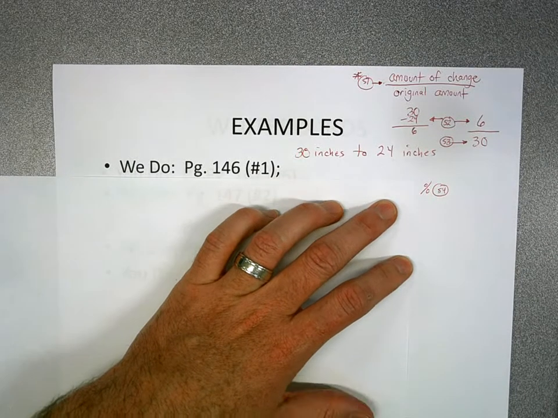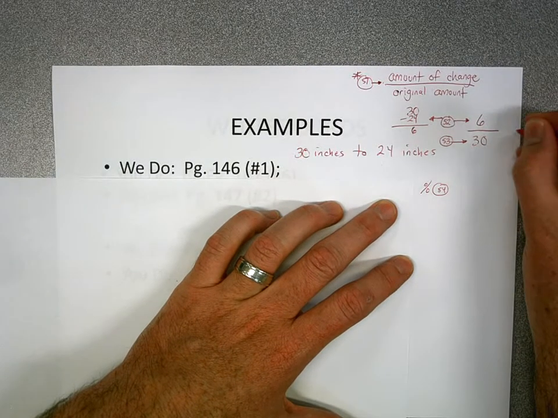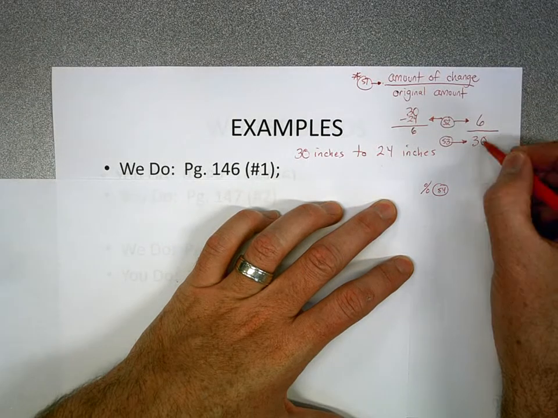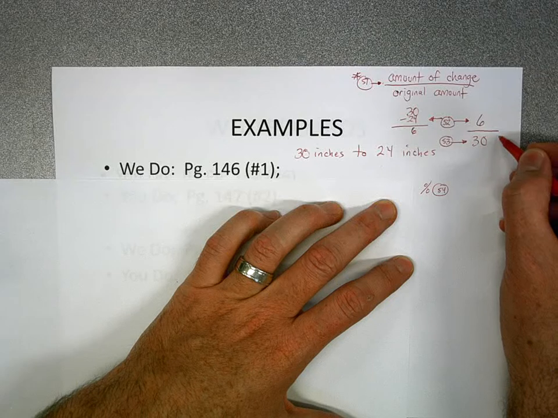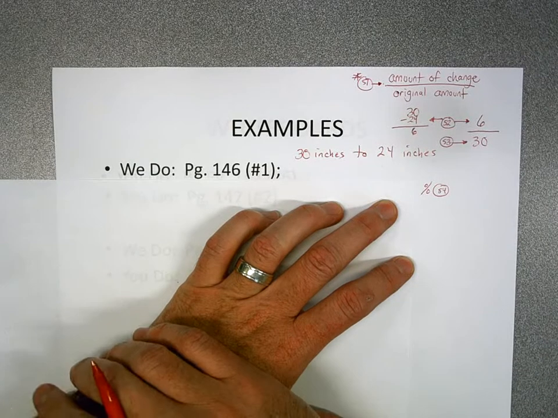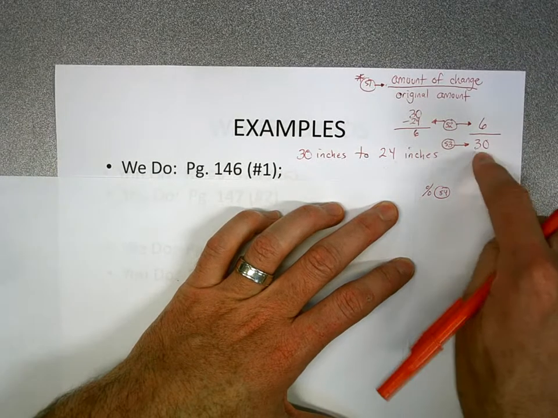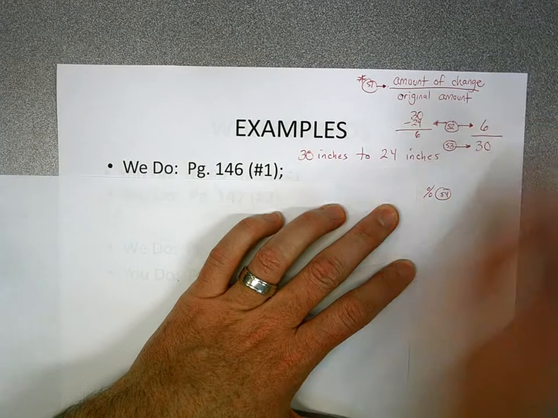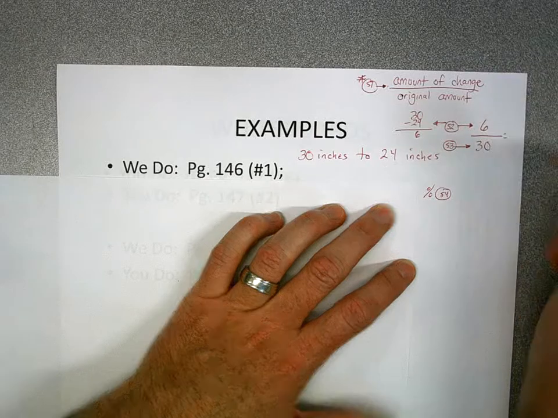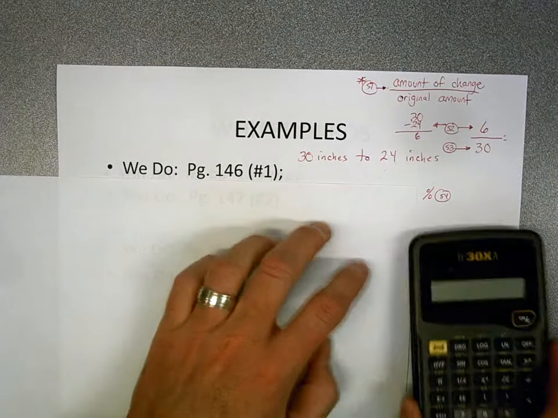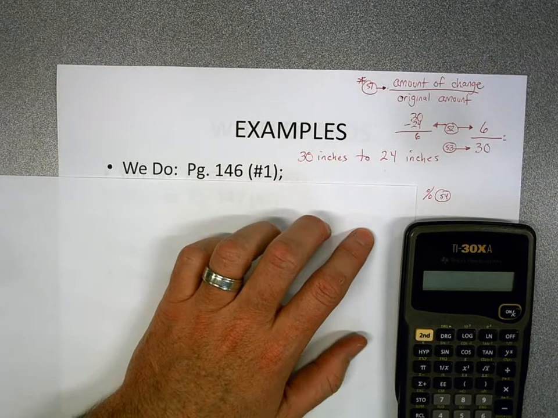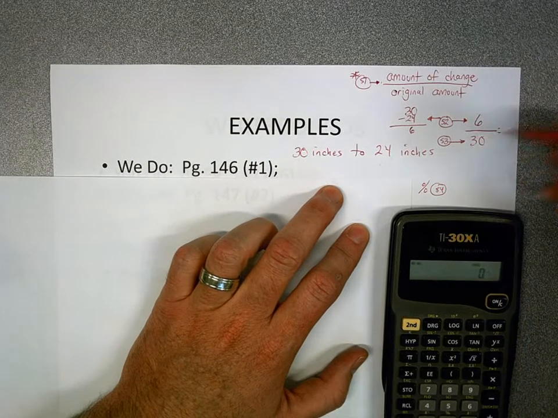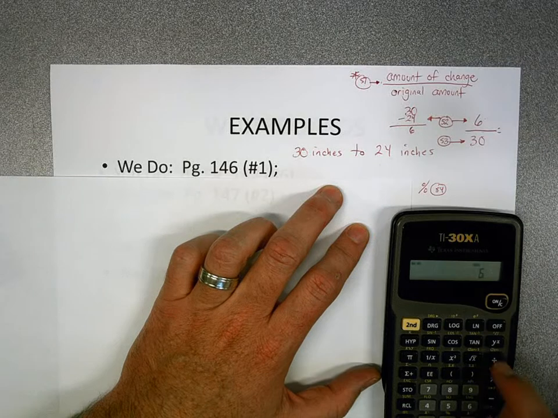Now I have two choices. I can put this over 100 and use cross products, or I can change this to a decimal, then change the decimal to a percent. So there's just a couple of different ways. Bottom line is I need to change that to a percent. So 6 over 30. Now listen, because I've got my little friend here called a calculator, I'm going to choose to change it to a decimal. So here's how you do it using a calculator. 6 divided by 30.